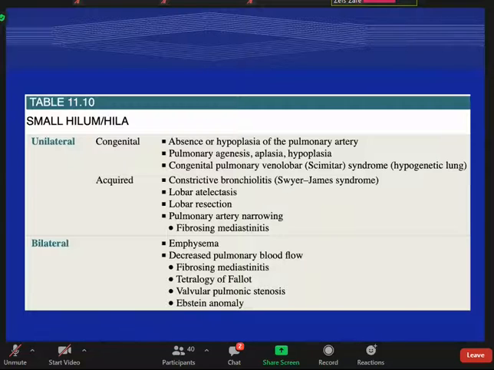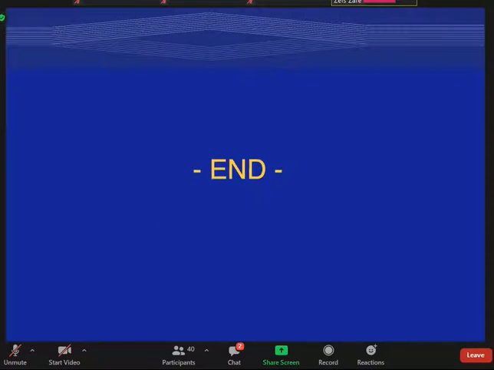And bilateral small hila can be seen in emphysema, decreased pulmonary blood flow, like in fibrosing mediastinitis, tetralogy of Fallot, valvular pulmonic stenosis, and Ebstein anomaly. In any patient in whom a small hilum is a new radiographic finding, a CT scan should be performed to assess the mediastinum for central obstructing lesions. That is the end of my report.